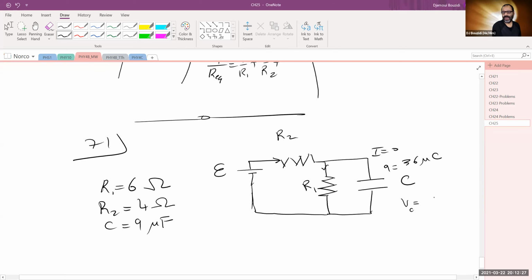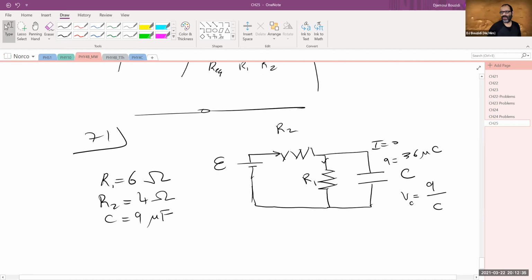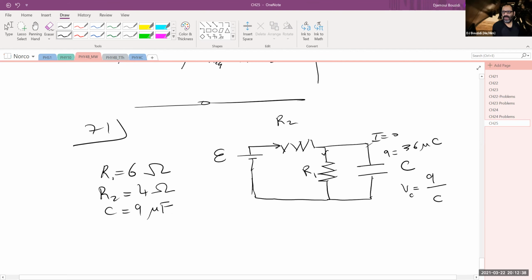The voltage across the capacitor is given by the charge over the capacitance C. This is from the previous chapter, chapter 24. So now we know the voltage from this end to this end, which is the voltage across the resistor too. So VC is equal to 36 microcoulomb divided by 9 microfarads. The micro and the micro cancel. A coulomb over a farad is just a volt. So 36 divided by 9 is what, 4? So this is 4 volts, but this is the voltage across the resistor R2.